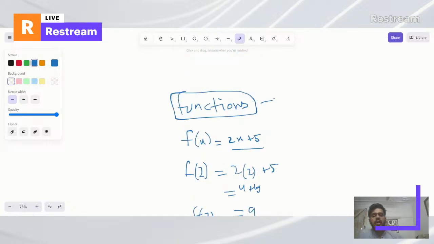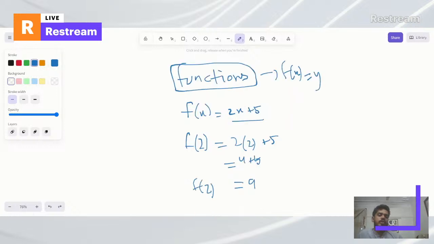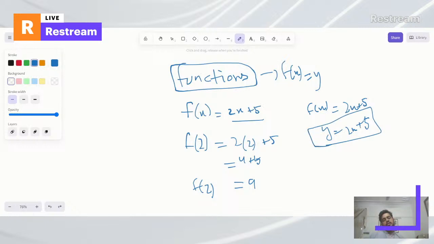We can also write the function of x as equal to y. So if the equation is written as function of x equals 2x plus 5, we can also write it down as y equals 2x plus 5, right? So it's basically talking about the same simultaneous equation that we've studied before.